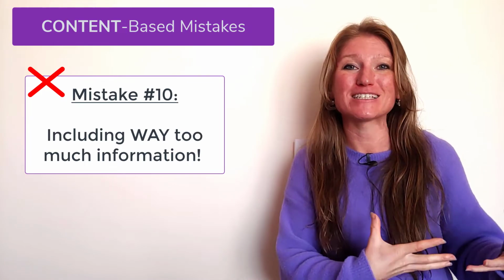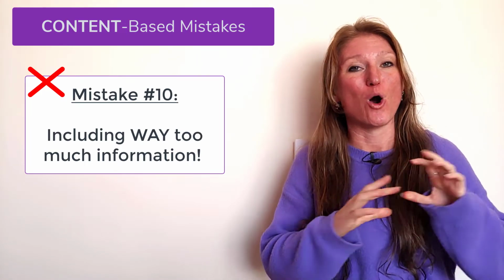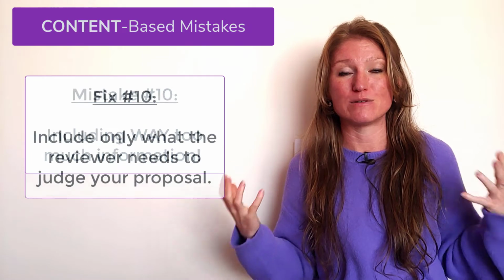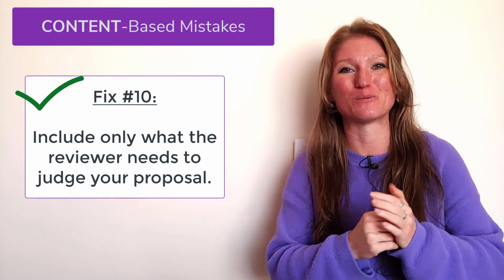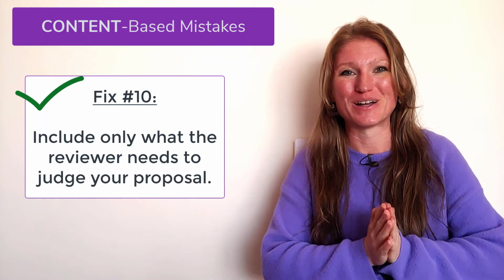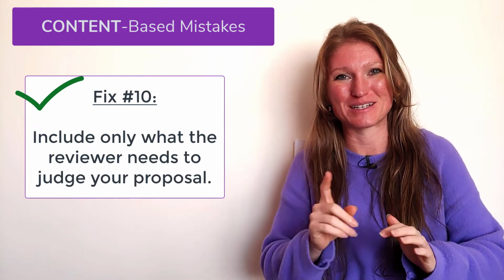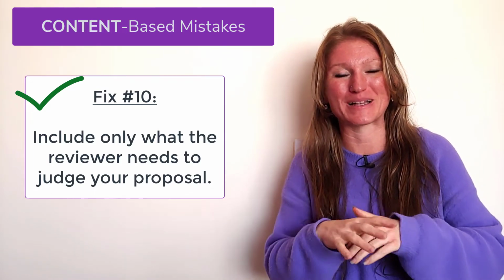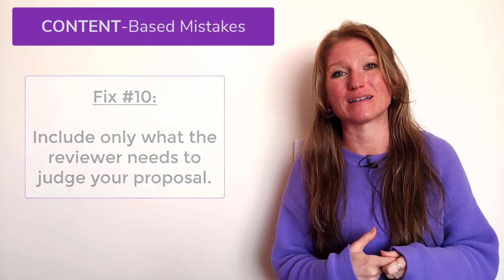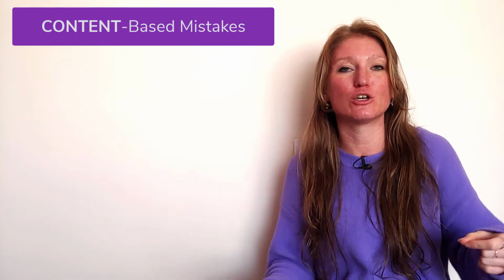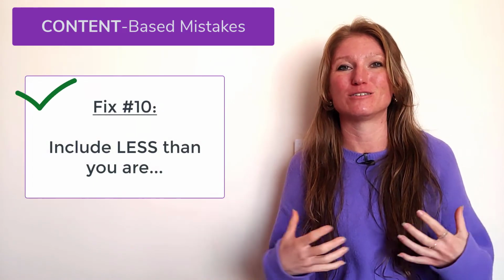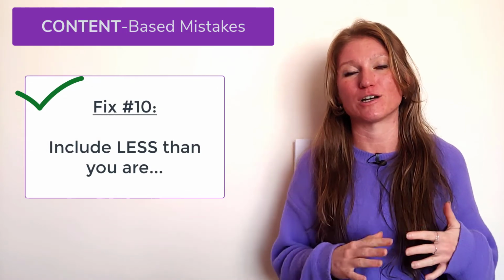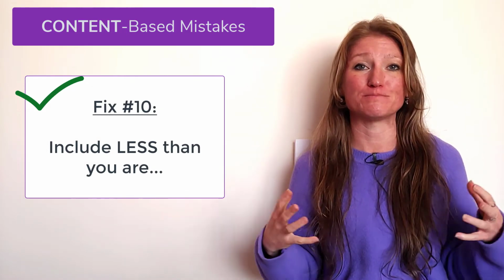And my fix here is to only include the absolute necessary information that you need to convey to the reviewer what they need to know. So how are we going to do this? Don't worry, I'm going to walk you through it here quickly. First, when people ask me how much information to include, my answer is usually less than you are. Okay, it is usually that you need to include much less. So I'm going to talk about this from two different angles here.